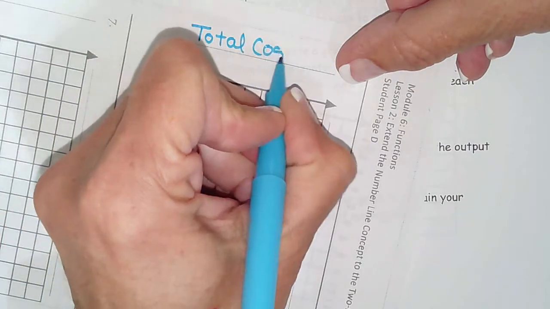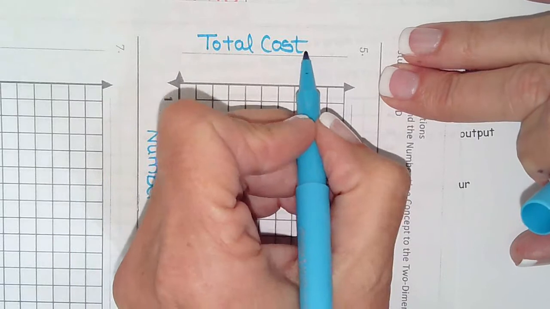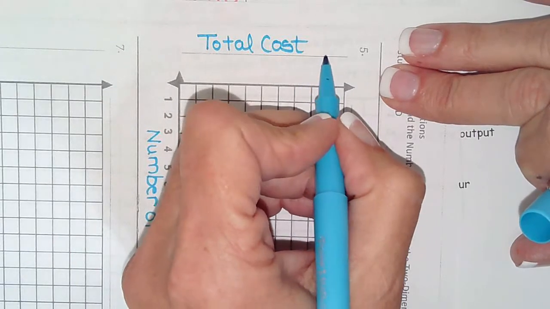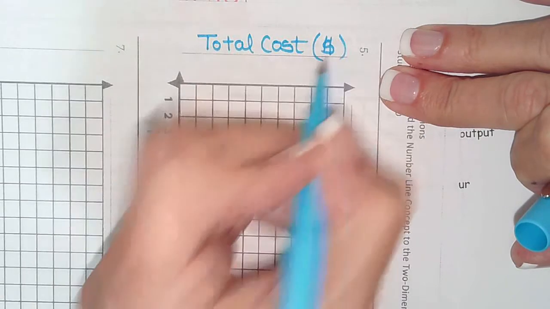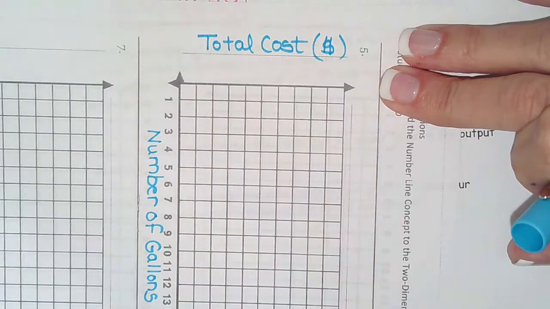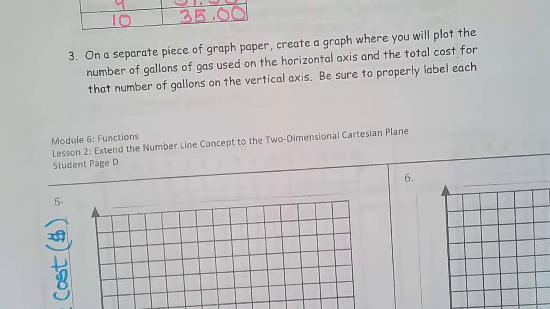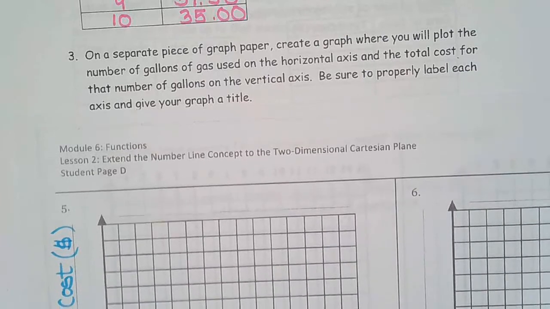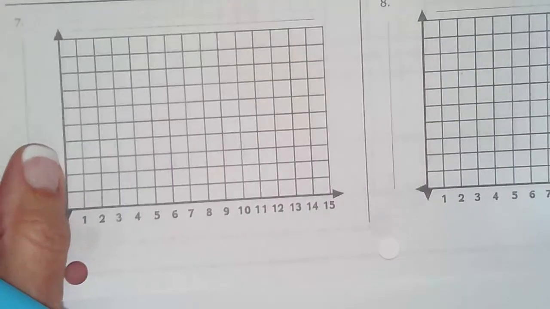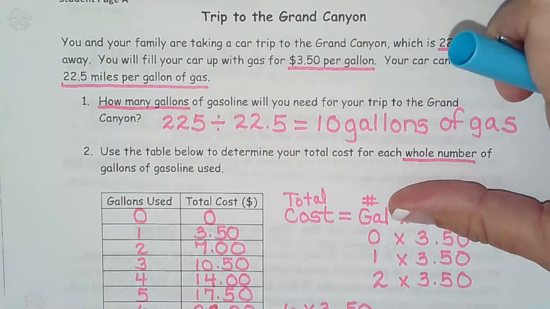And when you make a graph, you do have to tell the units, because I don't know if this is in yens or pesos or dollars. So you do have to always label it with what the units are we're using. Be sure to properly label each axis and give your graph a title. So shall we call it Trip to Grand Canyon? Since that's the top of this page.